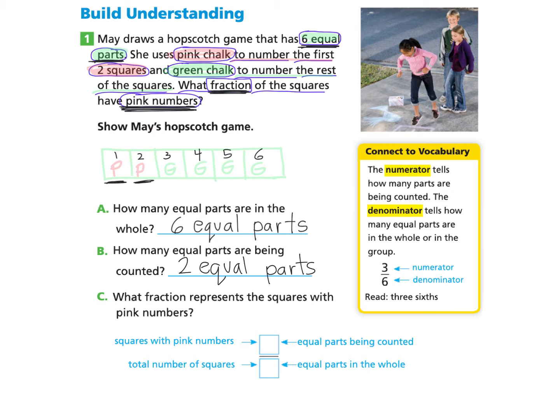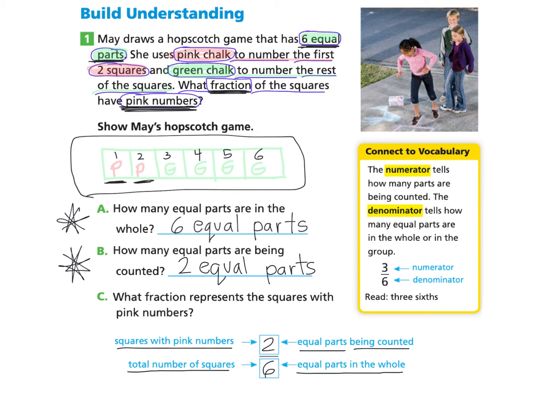Now let's look at part C. What fraction represents the squares with the pink numbers? And it lets us know what we need to do. The squares with the pink numbers go here because those are the equal parts being counted, which we wrote was the number 2. Then we're going to write the total number of squares, which are our equal parts in the whole, which we said there were 6 equal parts of the entire hopscotch. So we have created a fraction that represents the squares with the pink numbers as 2/6.